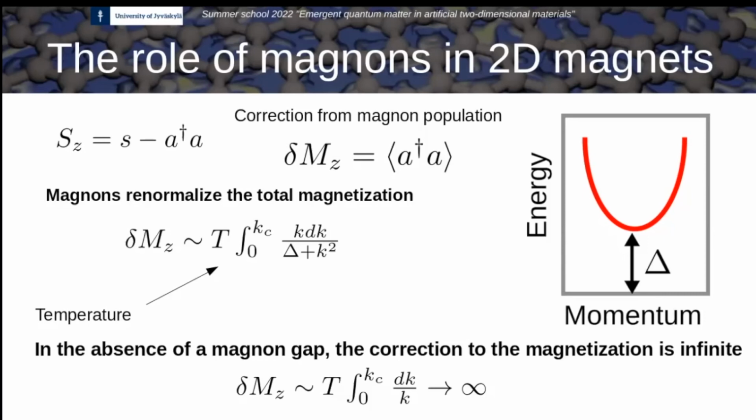Now, if you look at this integral, you may notice something very interesting, which is that if you take delta equal to zero, if you take that there's no gap whatsoever, this integral diverges. And it diverges exactly because of the k equal to zero part, right? So this is a logarithmic divergence, but it's a divergence still. And if you take any delta different from zero, this is absolutely okay because this is a finite number, right? So the bottom line is that if you don't have any magnon gap at all, the correction to the magnetization becomes infinite at any finite temperature. What this actually means is that your assumption that this was a small number completely breaks down, because infinite is not a small number, of course, and this happens at any finite temperature.